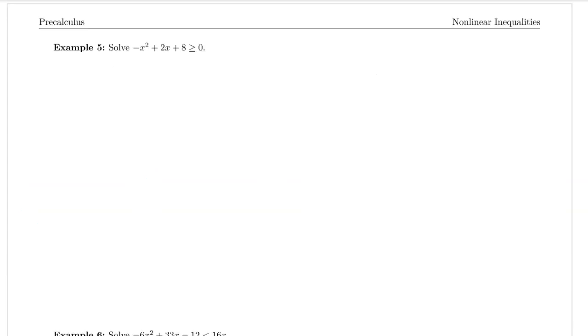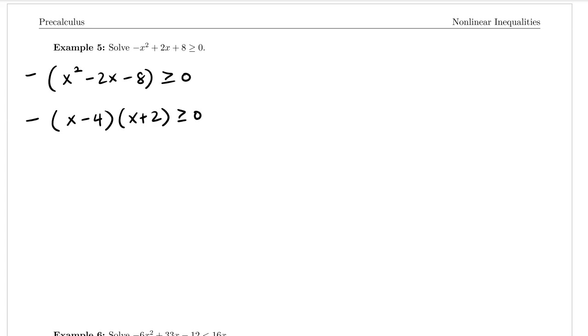Example 5 wants us to solve the inequality -x² plus 2x plus 8 is greater than or equal to 0. Let's start off by factoring out the negative sign from our quadratic, which would leave us with x² minus 2x minus 8. And we want to find out when that's greater than or equal to 0. And now I'm going to factor the quadratic inside of the parentheses, and that will factor into (x minus 4) times (x plus 2) is greater than or equal to 0.